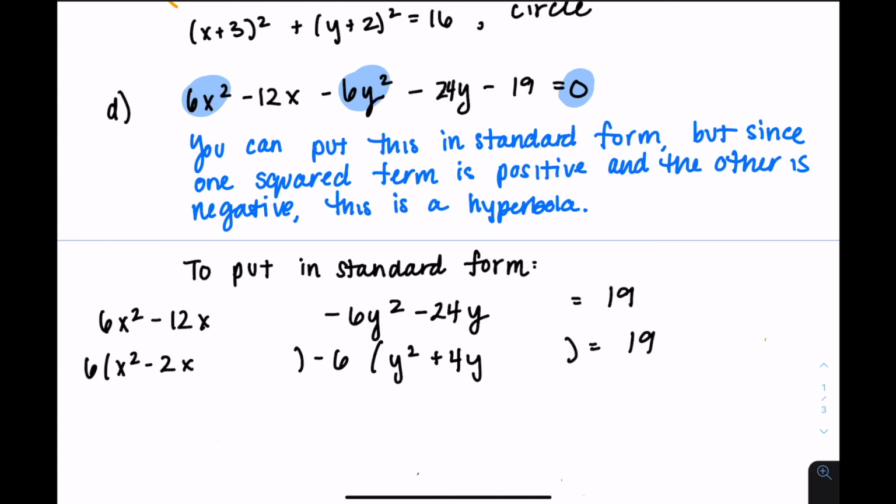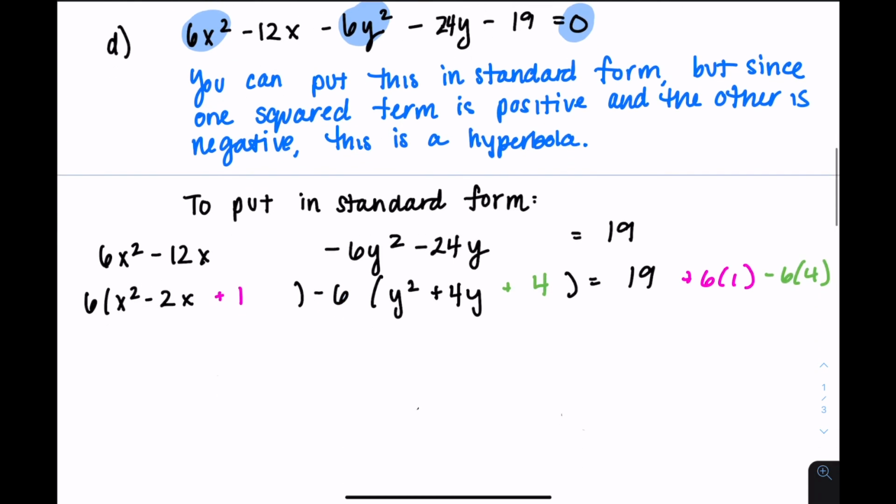So to complete the square on the x's, I need to add a 1, but I didn't just add a 1, I added a 1 times 6. So on the right-hand side, I have to add 6. Complete the square on the y's, I've got to add 4, but again, I didn't add 4, I added negative 6 times 4. So really here, I'm going to do negative 6 times 4.